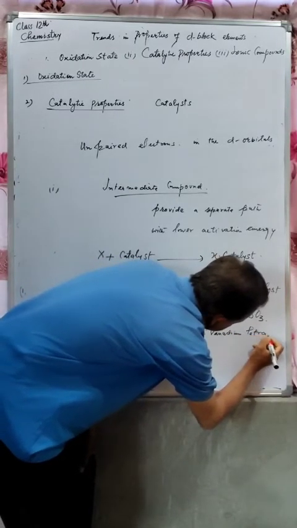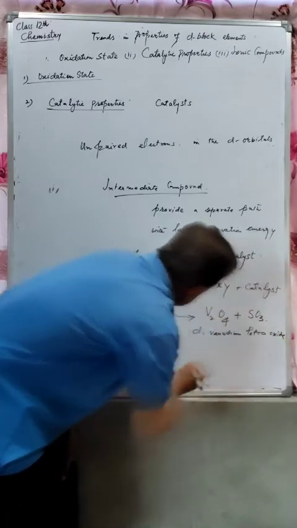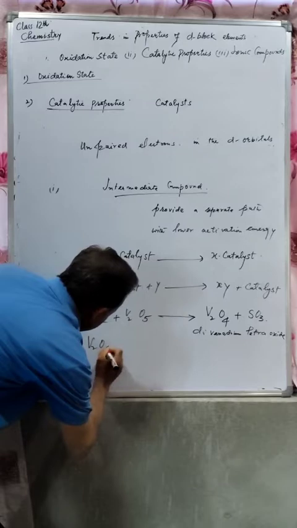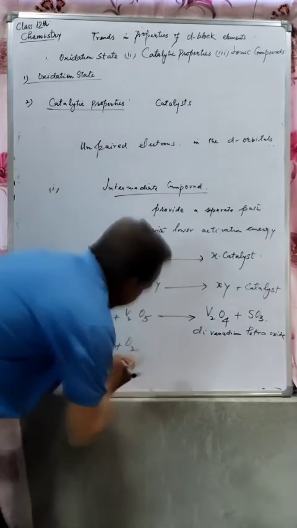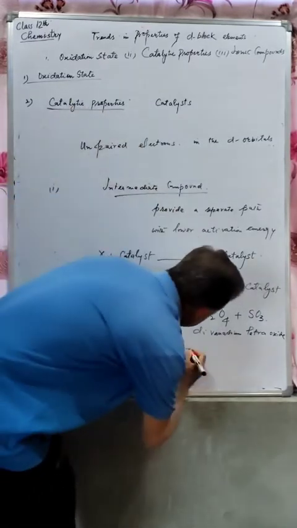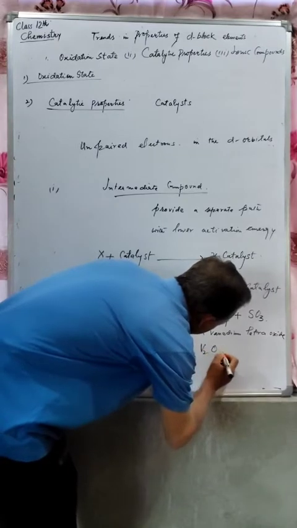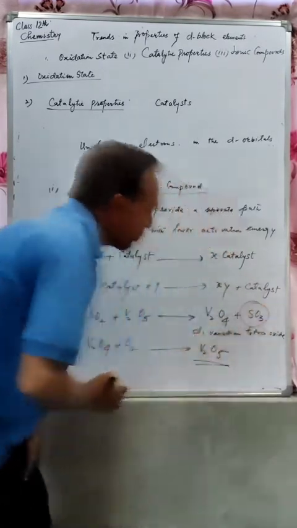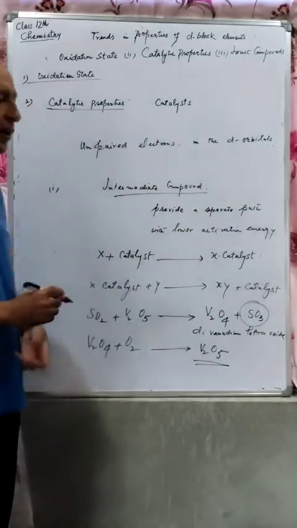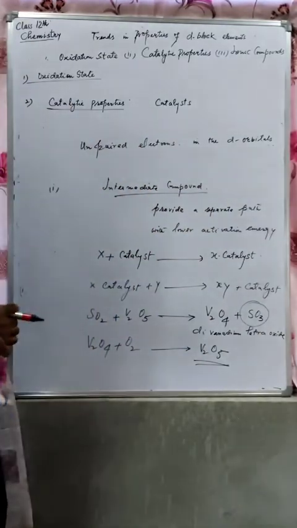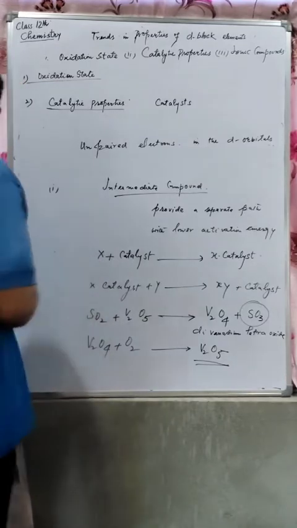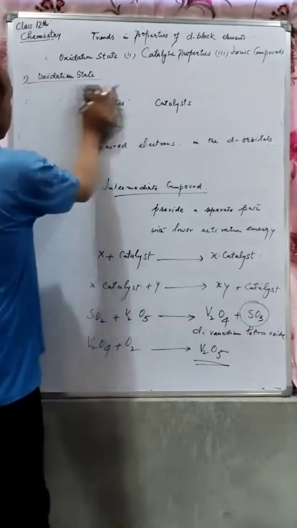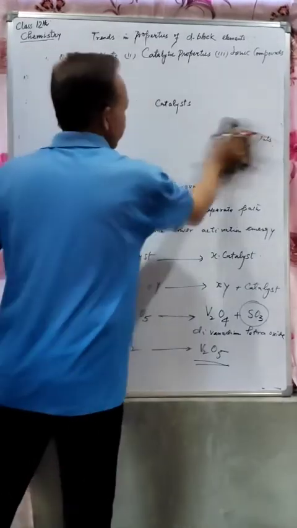Vanadium tetraoxide then reacts with the other reactant, that is the oxygen. It regenerates V2O5, vanadium pentoxide, but the product formed is sulfur trioxide. This is the role of the catalyst. And our next property is ionic compounds.